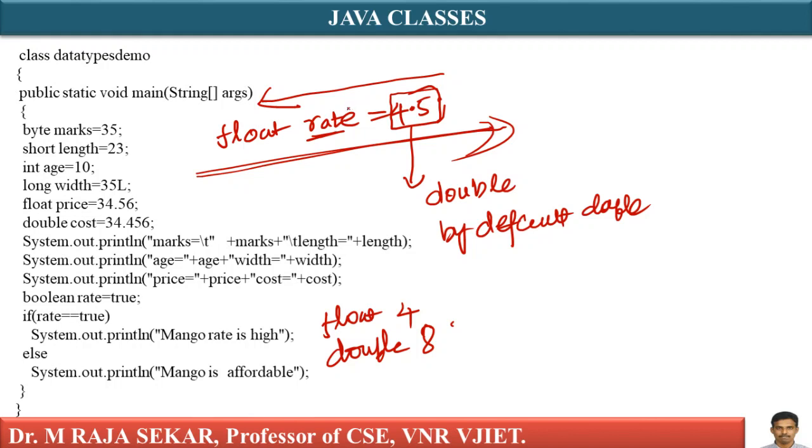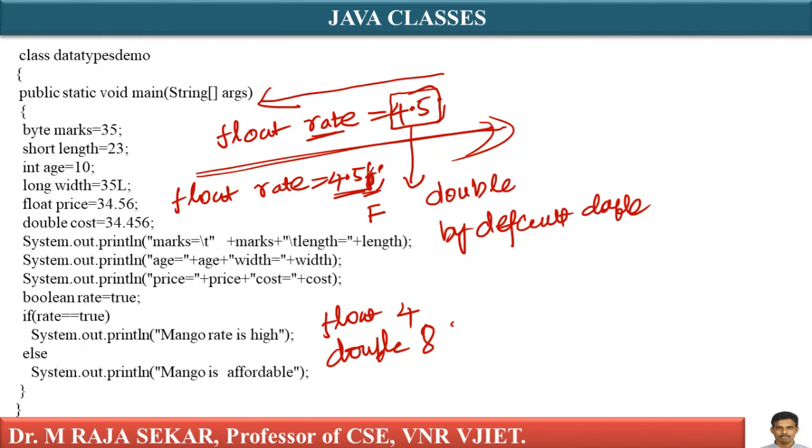We will try to demonstrate this one. For the time being, just understand that an error message will be generated. Therefore, how can I overcome this error message? In such a case, what do I have to do? float rate equal to 4.5f, I must write. Either I can write small f or capital F. It's okay. Once I do that, how will the system read 4.5f? Oh, 4.5f. As it is suffixed with f, it can understand that it's not double.